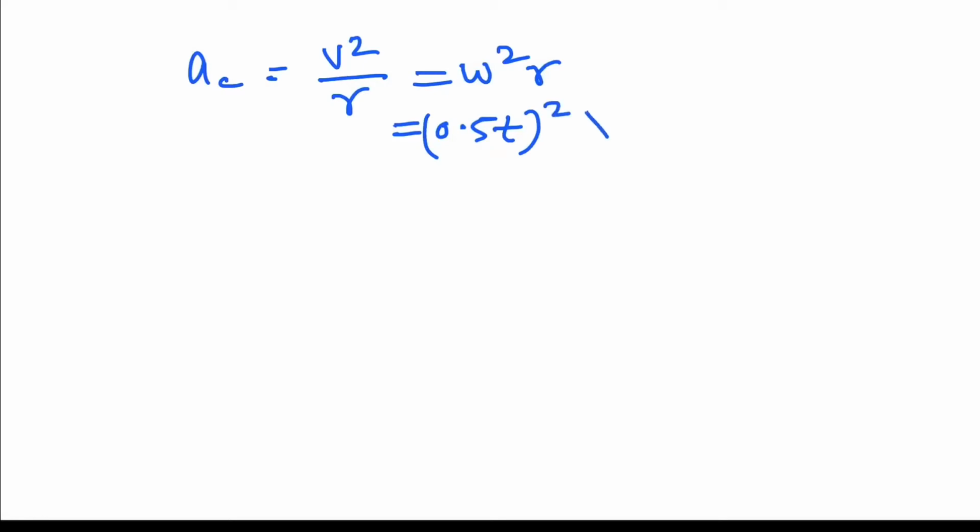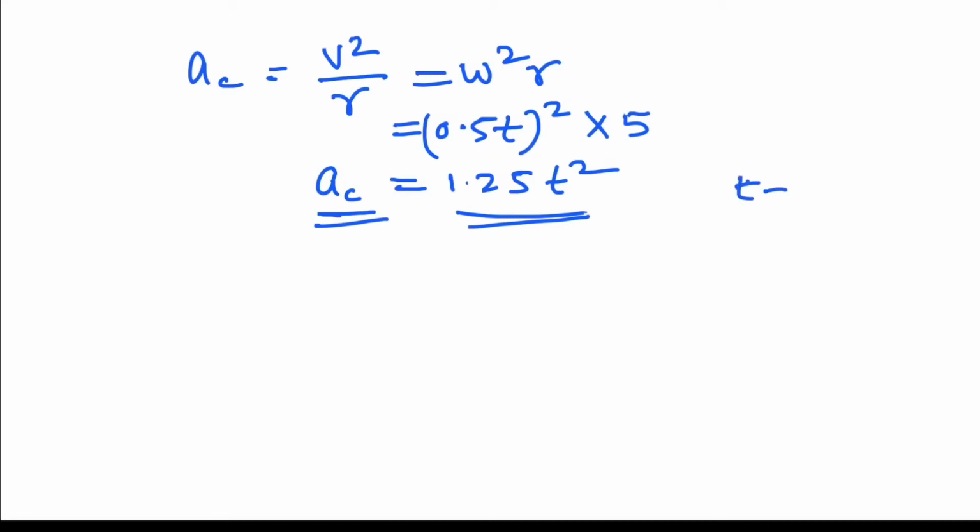Now next is centripetal acceleration AC. AC is equal to V square by R or omega square R. And omega is 0.5 t. So that means this is equal to (0.5 t) whole square multiplied by radius, which is 5 meter. So this is equal to 1.25 t square. That means the magnitude of centripetal acceleration is a function of the square of time. It means that it is also changing with time in magnitude.